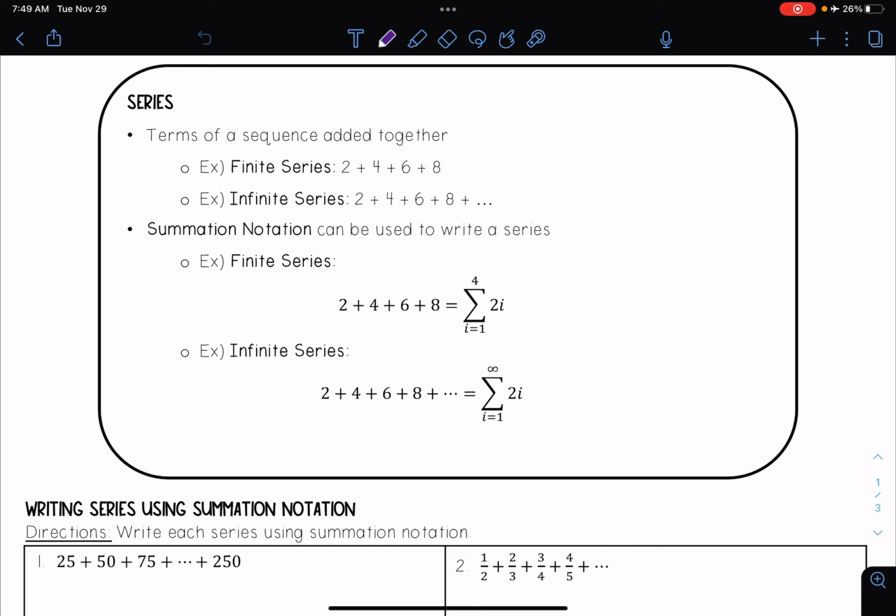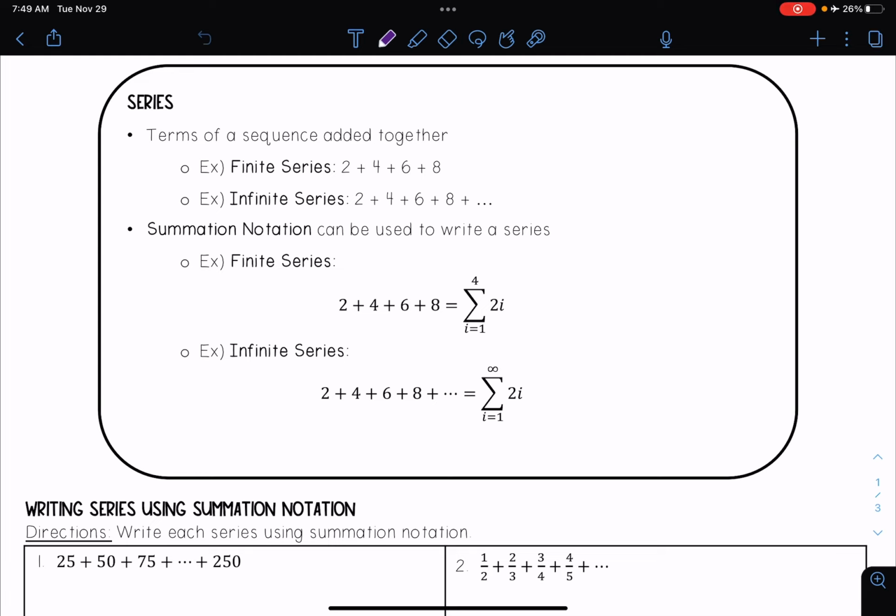So it's kind of like what we did last time of writing the pattern of the sequence. And this i equals 1 to 4, this i equals 1 tells us where we're starting. So here we start at 1, and then the 4 is where we're ending, so that's what our last term is going to be. And then for an infinite series, it looks very similar, except the only difference is at the top we have that infinity sign. And that just represents that this series goes on forever.